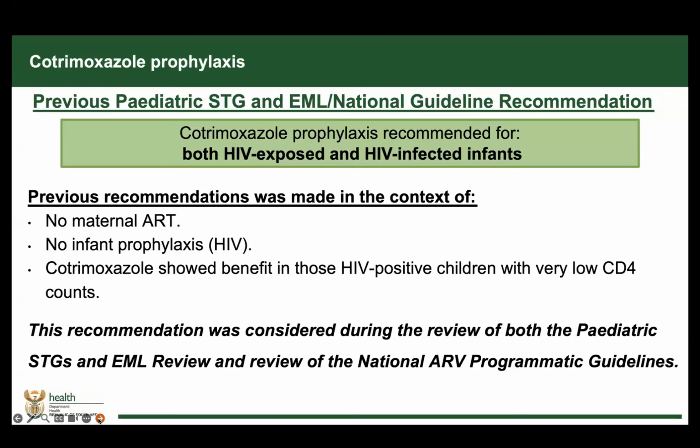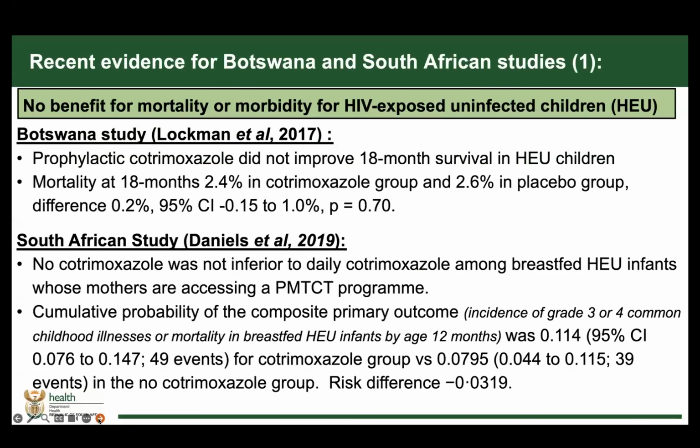There were two studies that really informed this decision and this recommendation. The first study, by Lockman et al., was from Botswana, and essentially what they found was that prophylactic cotrimoxazole did not improve the 8-month survival of HEUs, which is HIV-exposed uninfected children, and the mortality rate was pretty much the same. There was no significant difference between the mortality rate in the cotrimoxazole group of 2.4% and 2.6% in the placebo group.